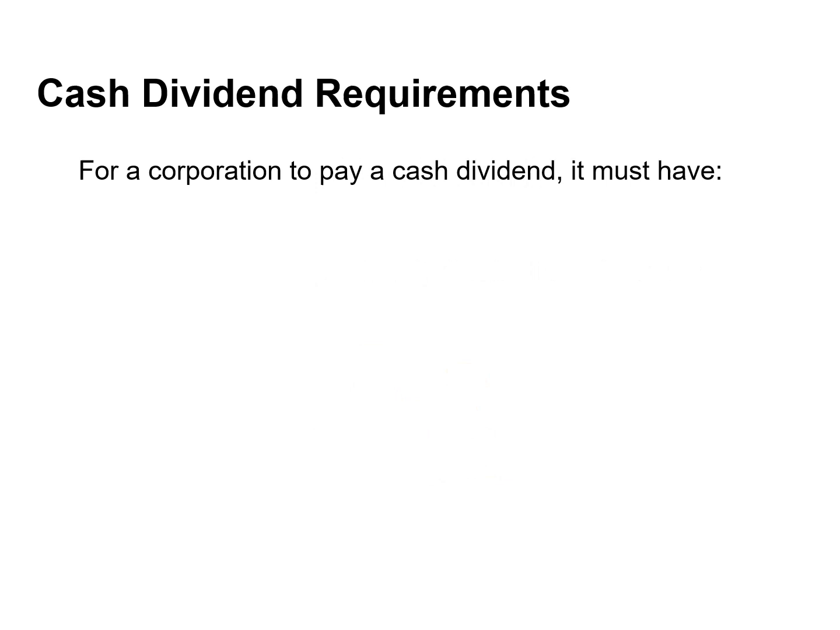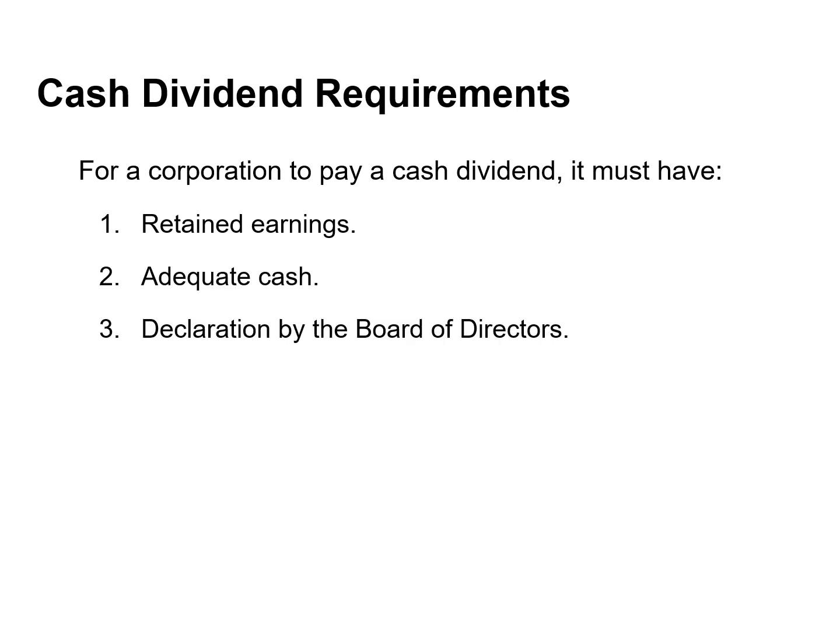For a corporation to pay a cash dividend, it must have retained earnings. Payment of dividends from retained earnings is legal in all states. It must also have adequate cash. And lastly, the board of directors must officially approve the dividend. As soon as it makes the declaration, it creates a liability.